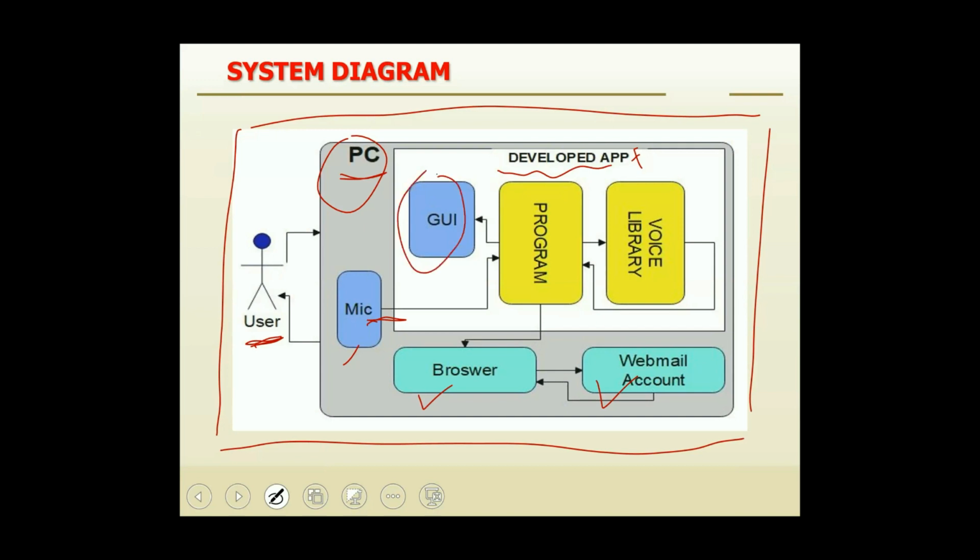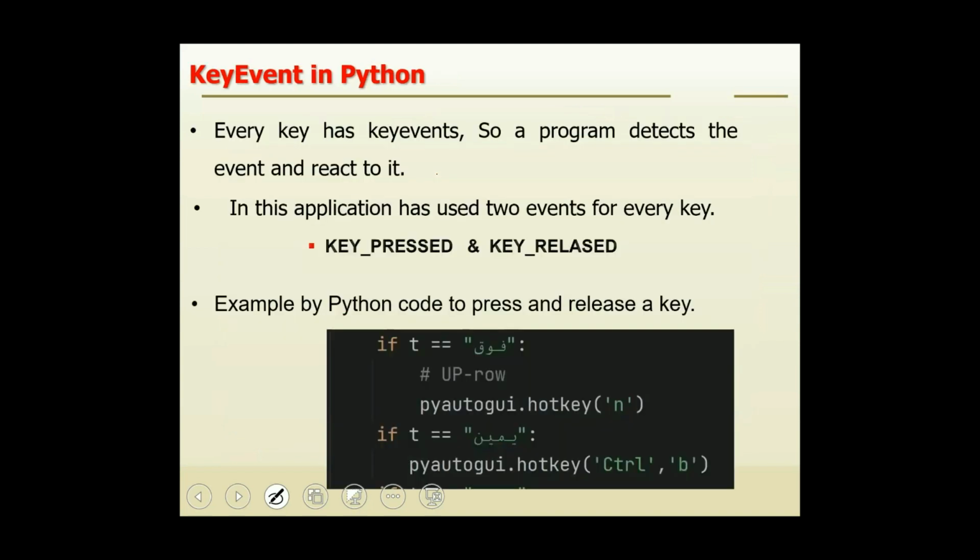Key events using Python code. The key events are a simulation of the keys on the keyboard using Python code, indicating that a key on the keyboard has been pressed or released. The method in Python returns the key events pressed and released together, as shown in the code below. That represents how an Arabic voice command is converted to pressing and releasing the N key. Here, the N key represents the up arrow key.